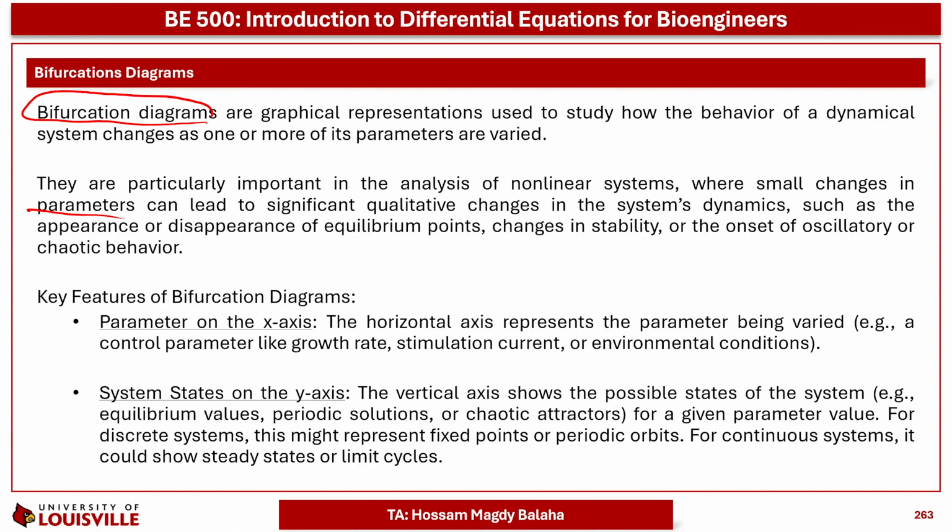So how do we plot it? Simply, on the x-axis, which is the horizontal axis, we present the parameter which will be varied, such as a control parameter like growth rate, stimulation current, or environmental conditions. And on the y-axis, which is the vertical axis, we show the possible states of the system for a given parameter, such as the equilibrium values or periodic solutions or chaotic attractors. So we can put on the y-axis the equilibrium point, the amplitude of the oscillation or the steady state of the system. So we put on the x-axis the parameter being varied and on the y-axis the parameter being monitored.